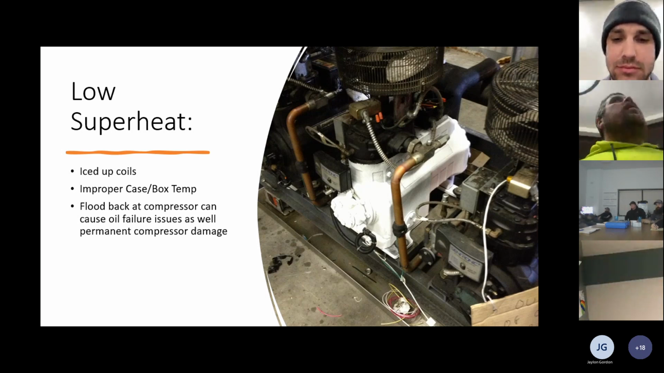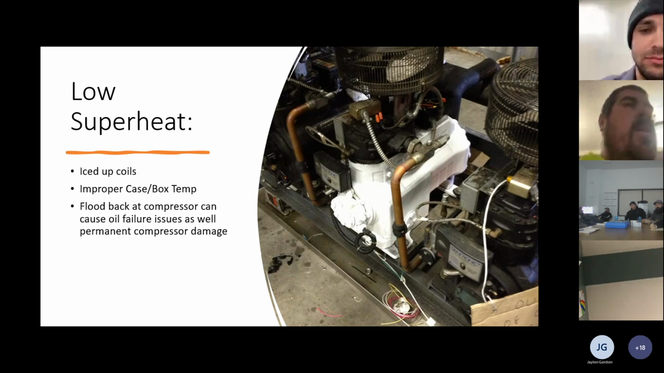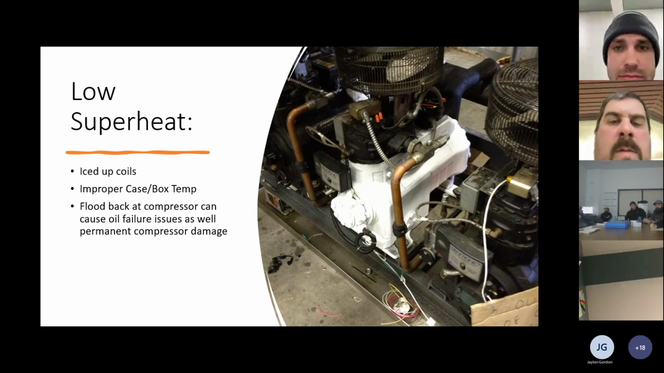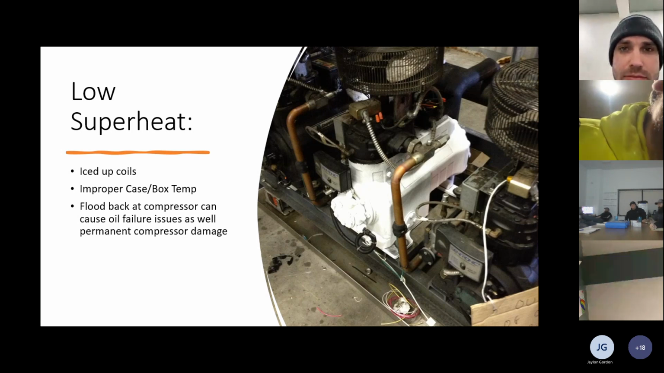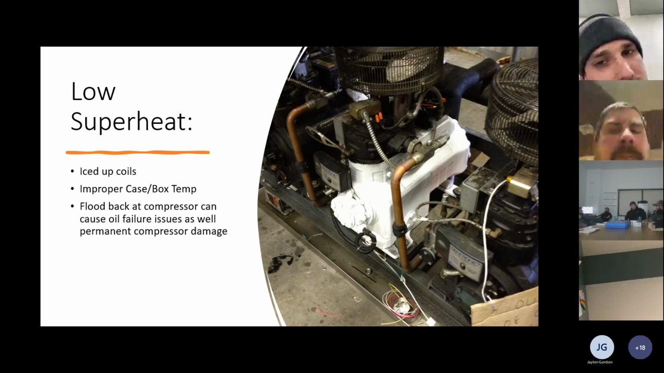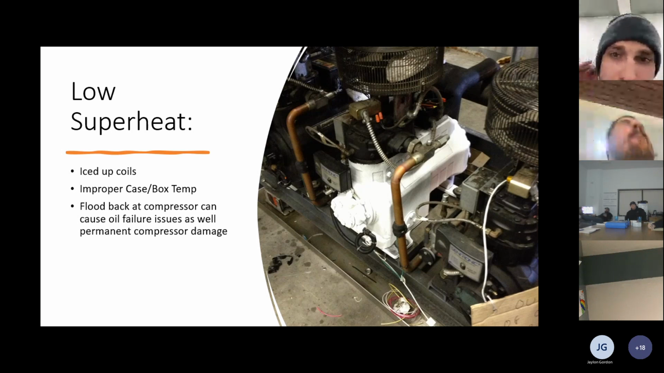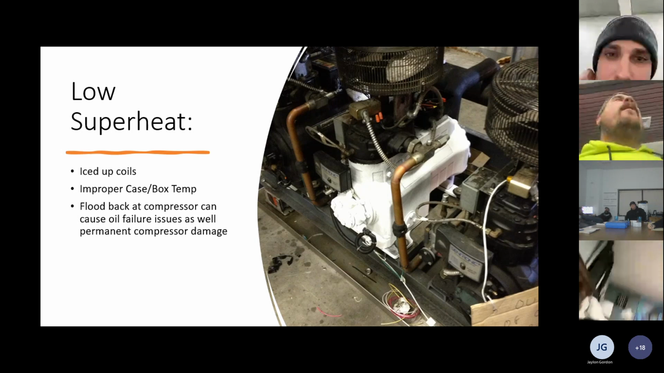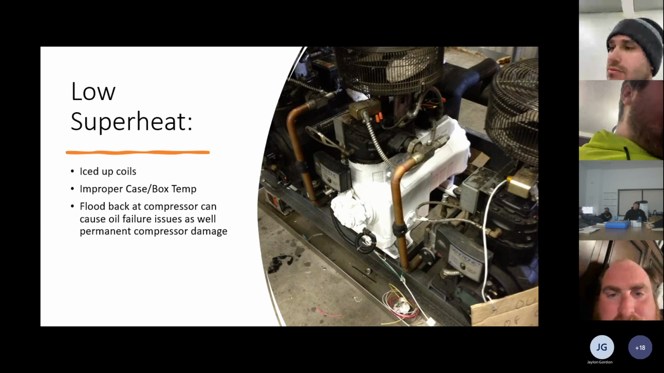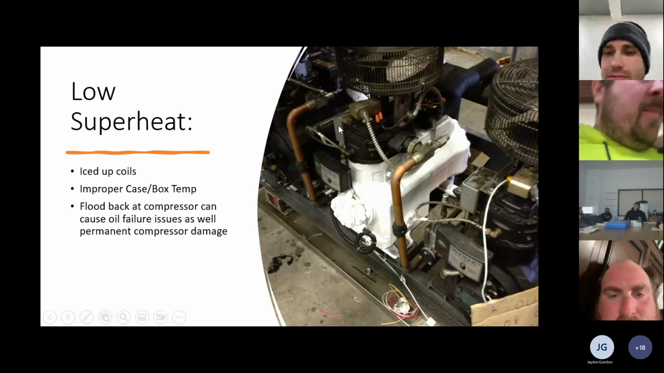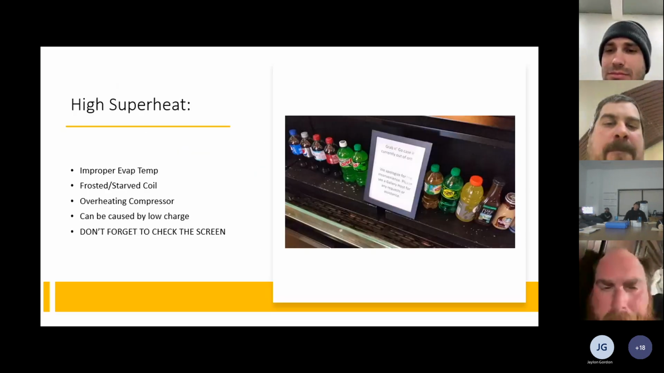Was the photo taken at a costume? Here's a photo of what may appear to be low superheat. Or someone didn't know what they were doing and sprayed liquid refrigerant all over it. I don't know, but one of those two scenarios. We talked about iced up coils and flood back. So here was just a picture that I put on here a year ago.